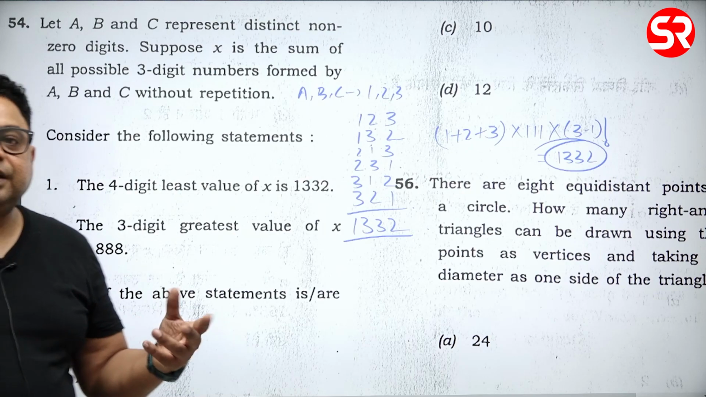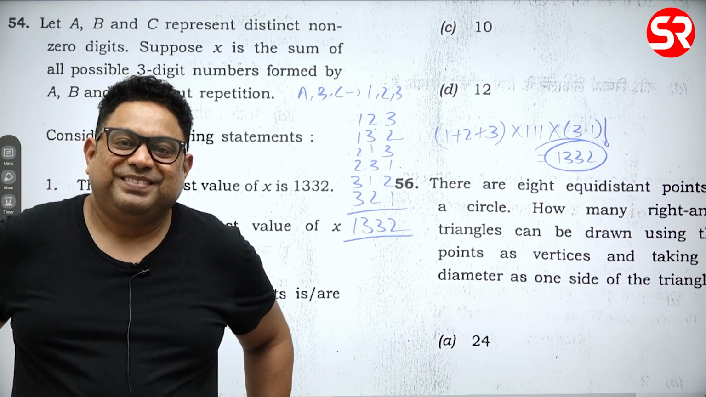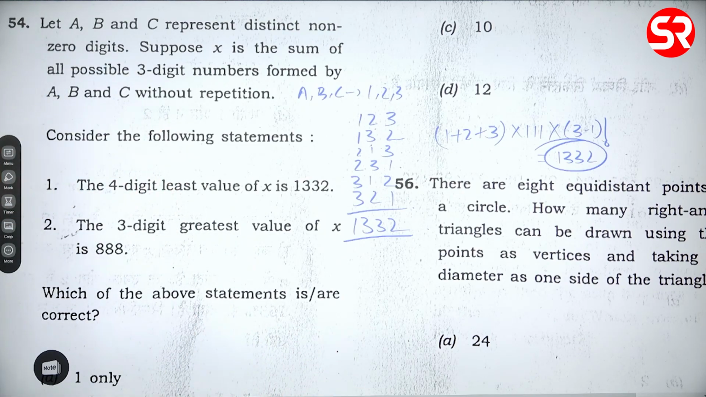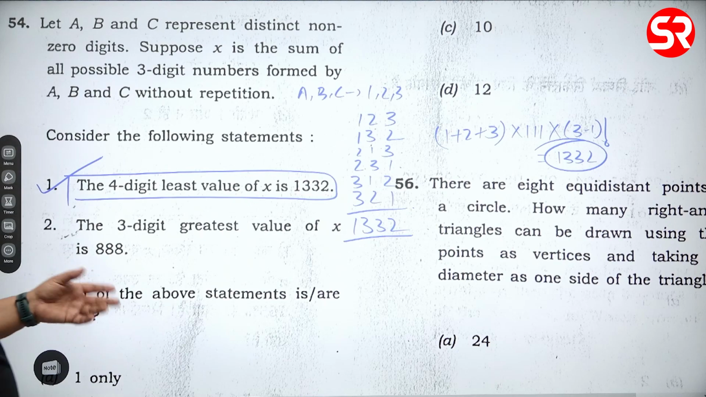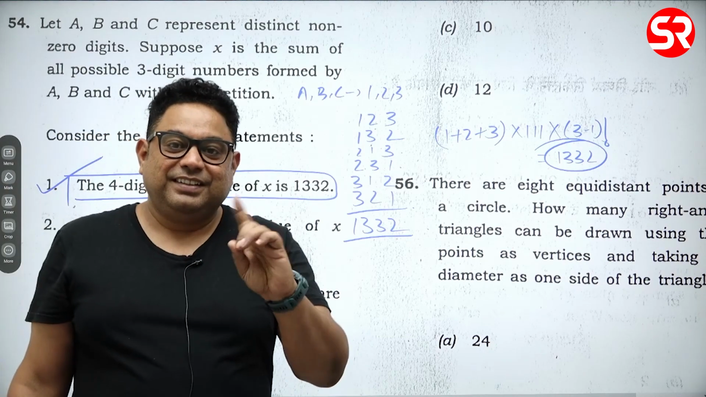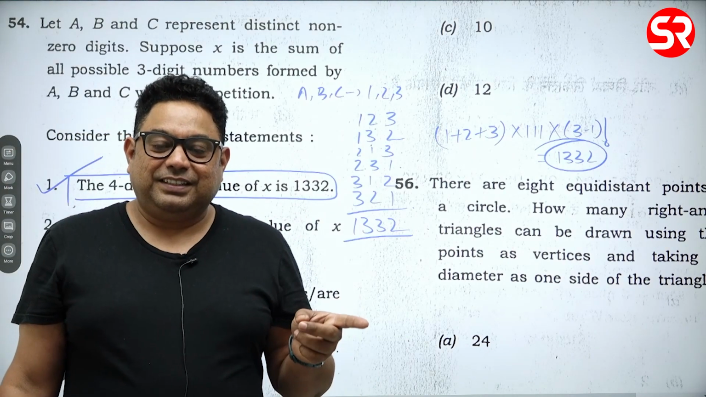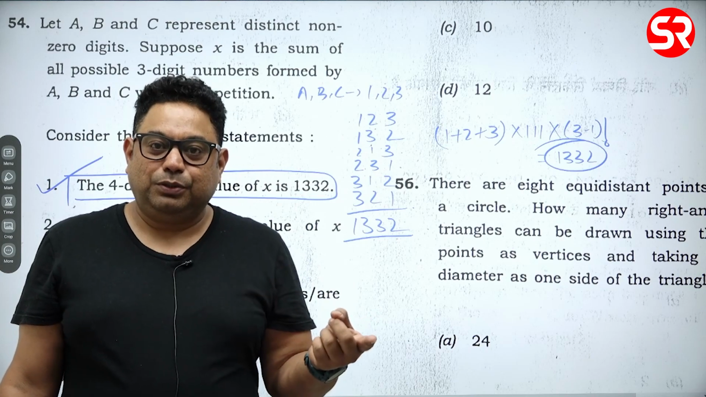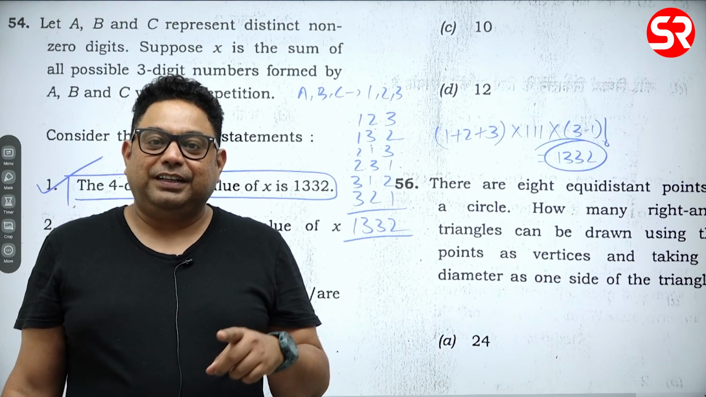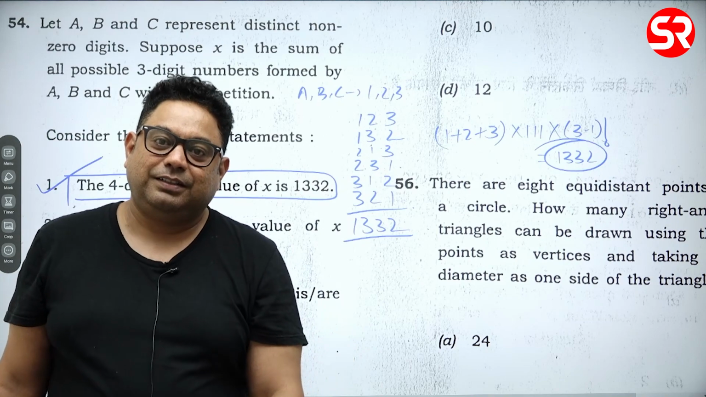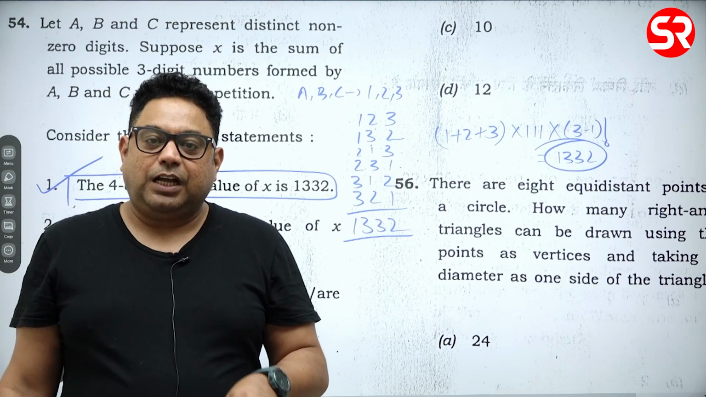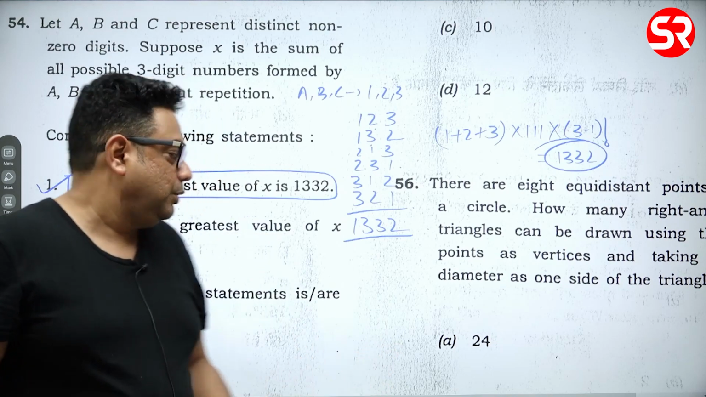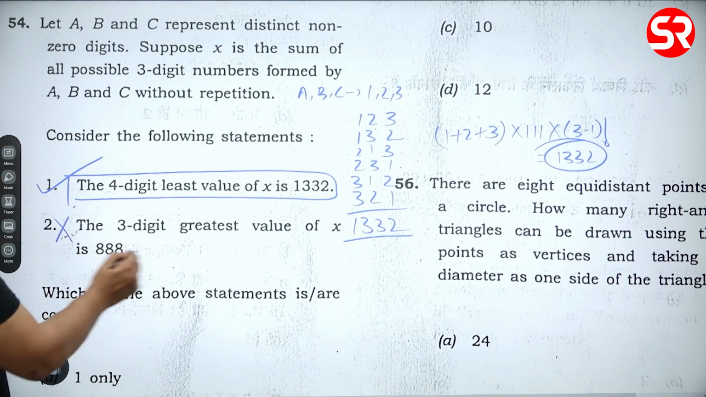So most of you are wondering how 1332 comes, right? This is the way it came. So the 4-digit least value of x is 1332, it's right. Then he says 3-digit greatest value of x. The least value of x is 1332. So there cannot be the greatest 3-digit value of x. It has to be more than 1332. Any value of x now has to be more than 1332. So the second option does not apply at all.